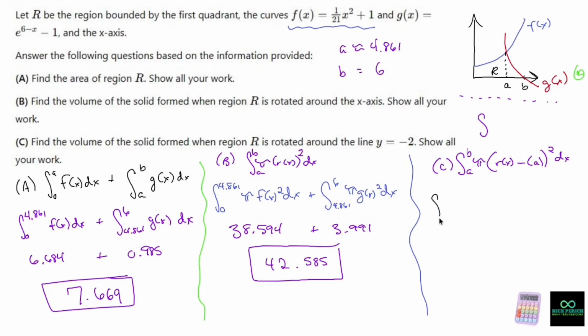So what that's going to look like here is I'm going to have an integral from 0 to 4.861 of pi f of x minus -2, or plus 2, dx. Okay, and I'm going to add that to the integral from 4.861 to 6 of pi g of x minus negative 2, or plus 2, dx. Squared, squared. Can't forget to square those parentheses. That changes everything. Okay, so let's run to our calculator, see what happens.